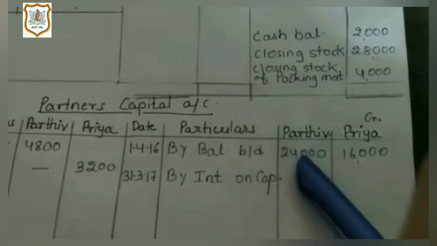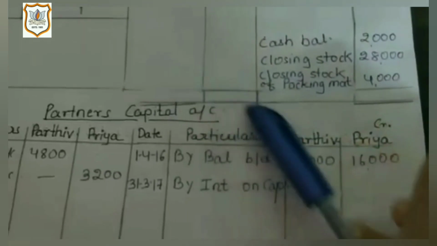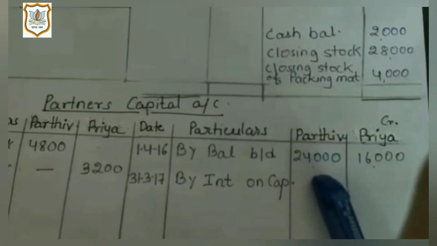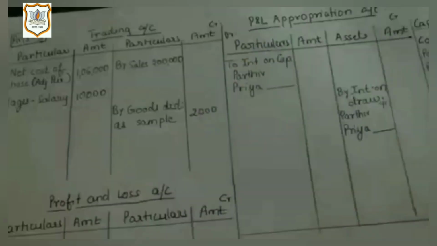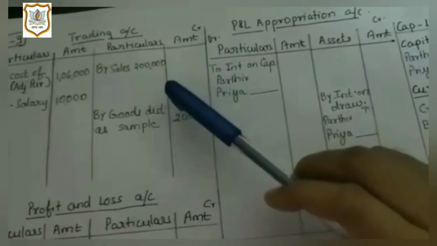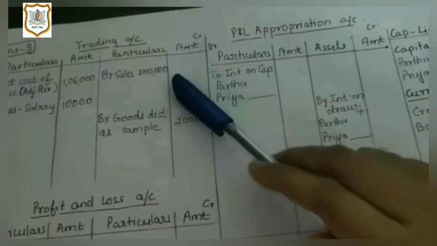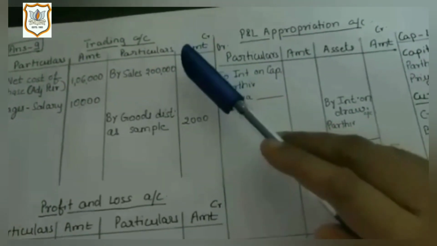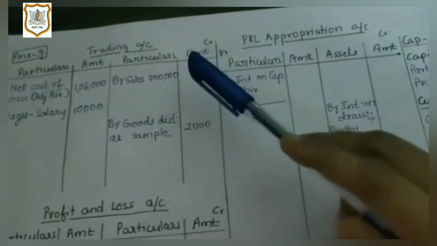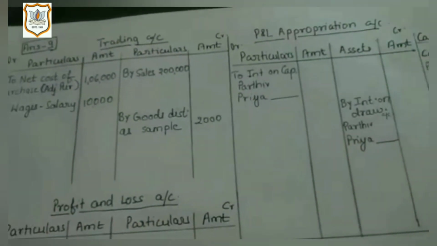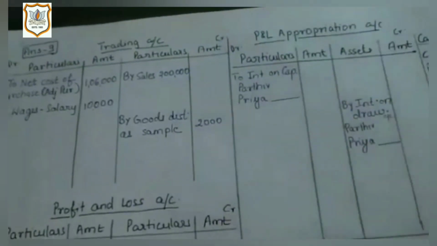Then balances of partners capital account is given. We will record it on credit side of partners capital account. Here Parthiv has introduced 24,000 and Priya has introduced 16,000. Now next item which is given in trial balance is sales, which is 2 lakh. It will be recorded on credit side of trading account. See, trading account means buying and selling activities. That's why purchase and sales of goods are recorded on trading account. Here I have written it in inner column because it has related adjustment.